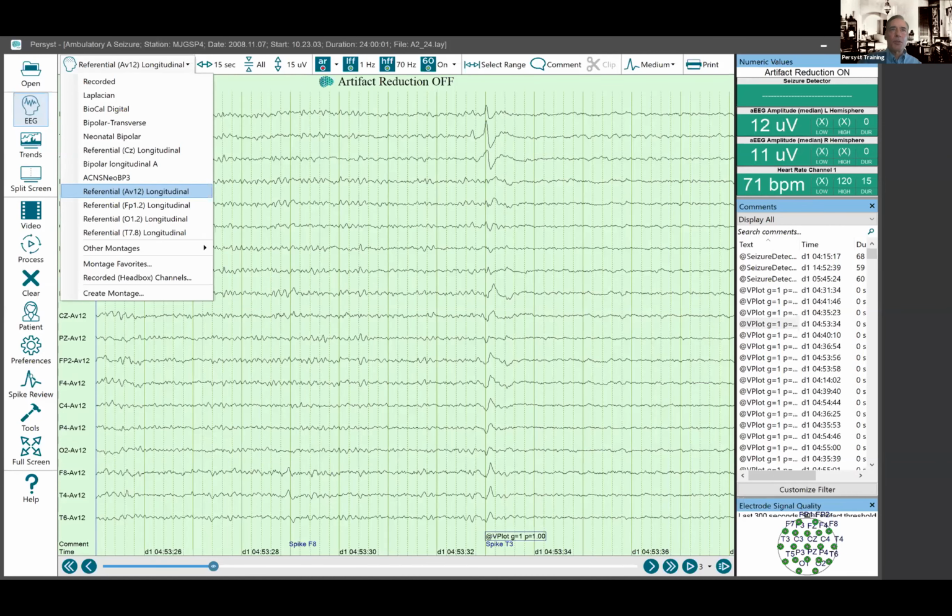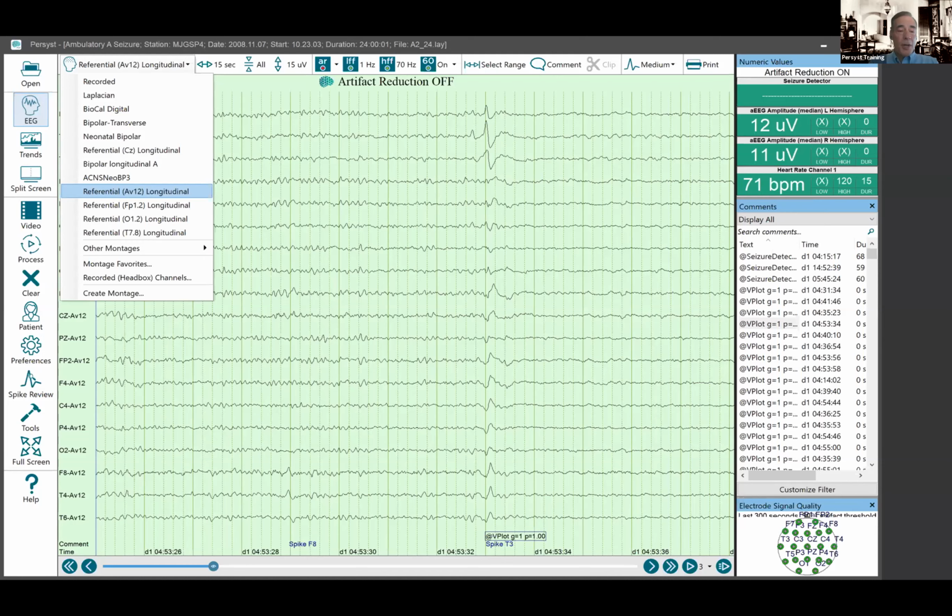Now, how does this do this? The spike detector actually uses 4 montages to do its detection. The primary montage is a referential, average, and longitudinal. By the way, there's a montage favorites here. You can add these to the favorites and have them for review. Otherwise, they show up under other montages. So you can look and see what the spike detector is using to do its detection.